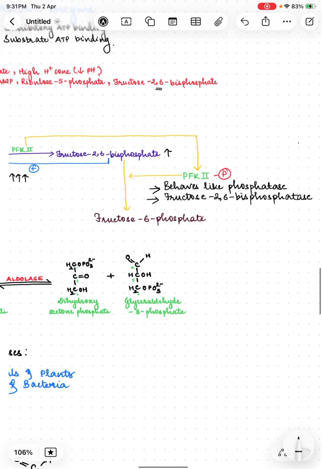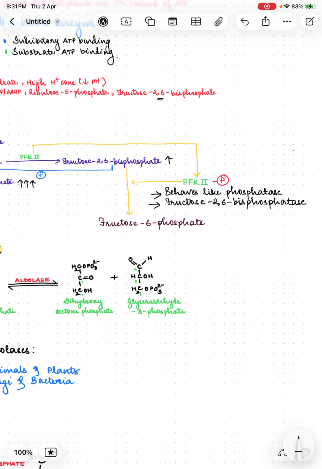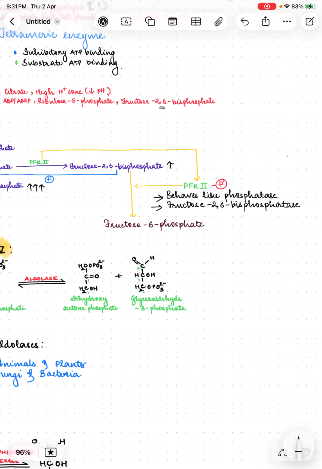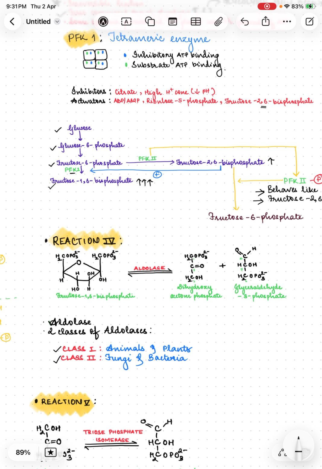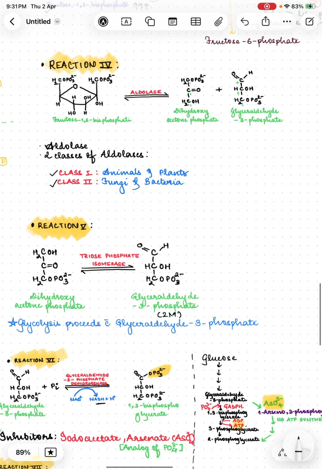But sometimes when this phosphofructokinase 2 gets phosphorylated, it behaves like a phosphatase, and it is also called fructose 2,6 bisphosphatase. This phosphorylated phosphofructokinase 2 will convert fructose 2,6 bisphosphate to fructose 6 phosphate. So in this case, fructose 1,6 bisphosphate won't be synthesized. I hope you have got this point.